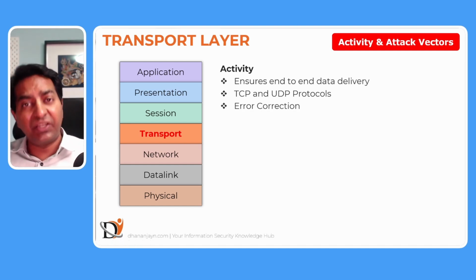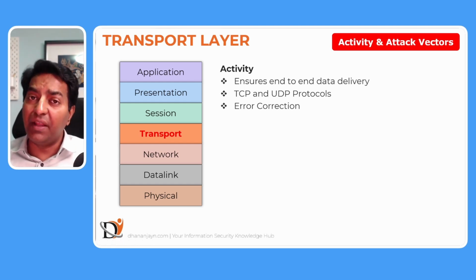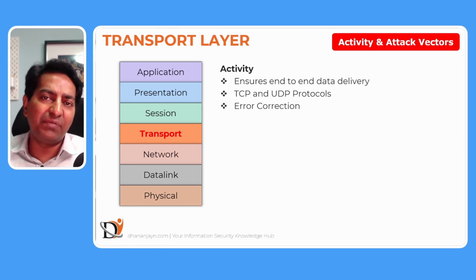So error correction is done by the transport layer. It plays a crucial role if some packet is lost during the communication. This layer helps send that particular lost packet to the destination.